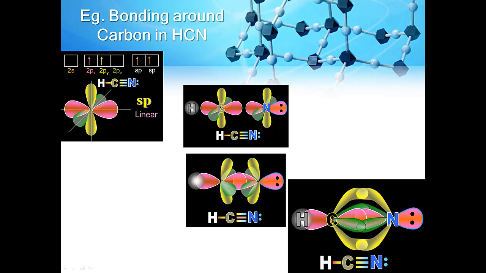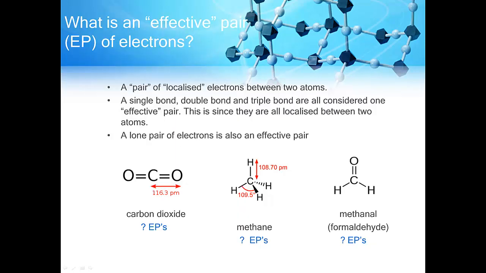This is an example of bonding around hydrogen cyanide, where s and p orbitals have been hybridized, forming a linear shape. Now, how do we work out the hybridization? So just by having a look at a molecule, are we able to say, yes, this is an sp or an sp2 or an sp3? How do we do this?